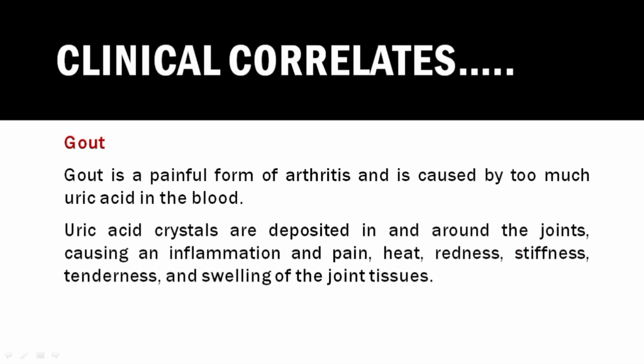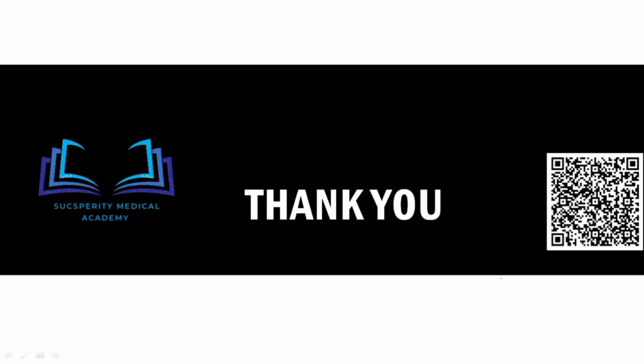Gout is just a painful form of arthritis, and it is caused when there's too much accumulation of uric acid in the blood. Uric acid crystals get deposited in and around the joints, causing inflammation and pain, heat, redness, stiffness, tenderness, and swelling of these joints. This has been today's lecture about joints.